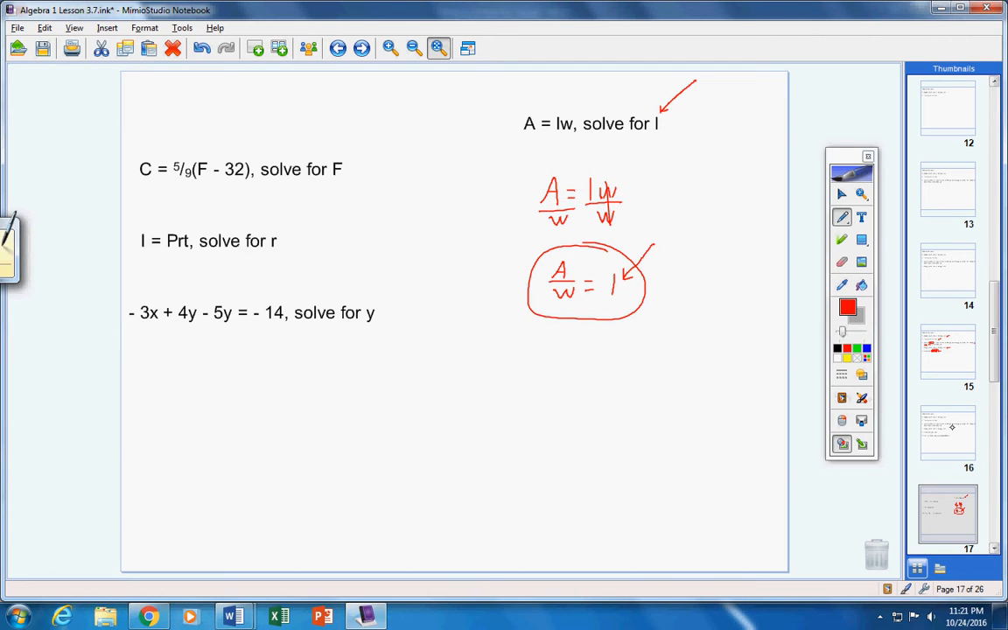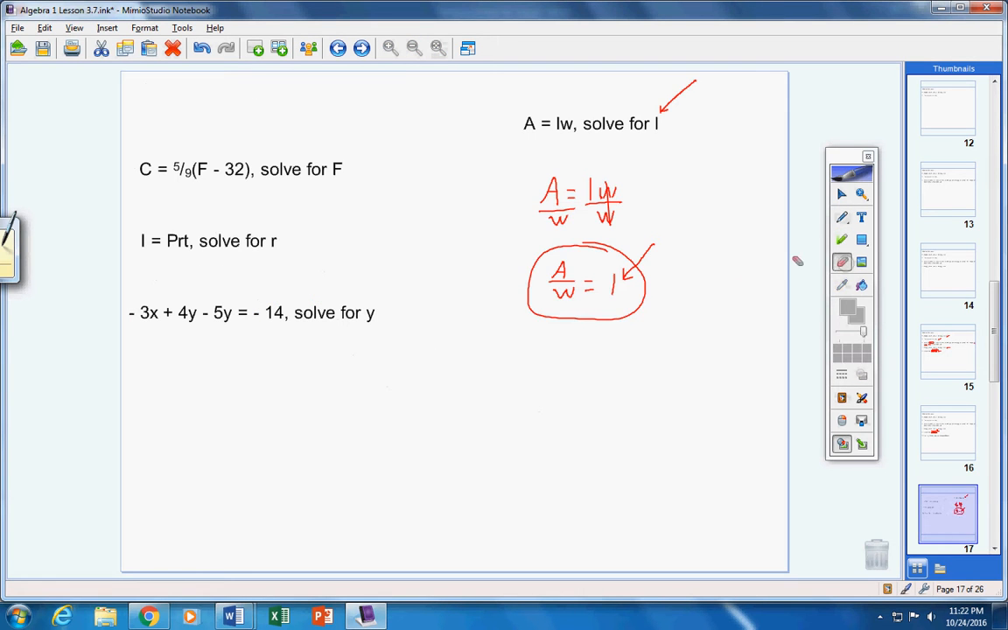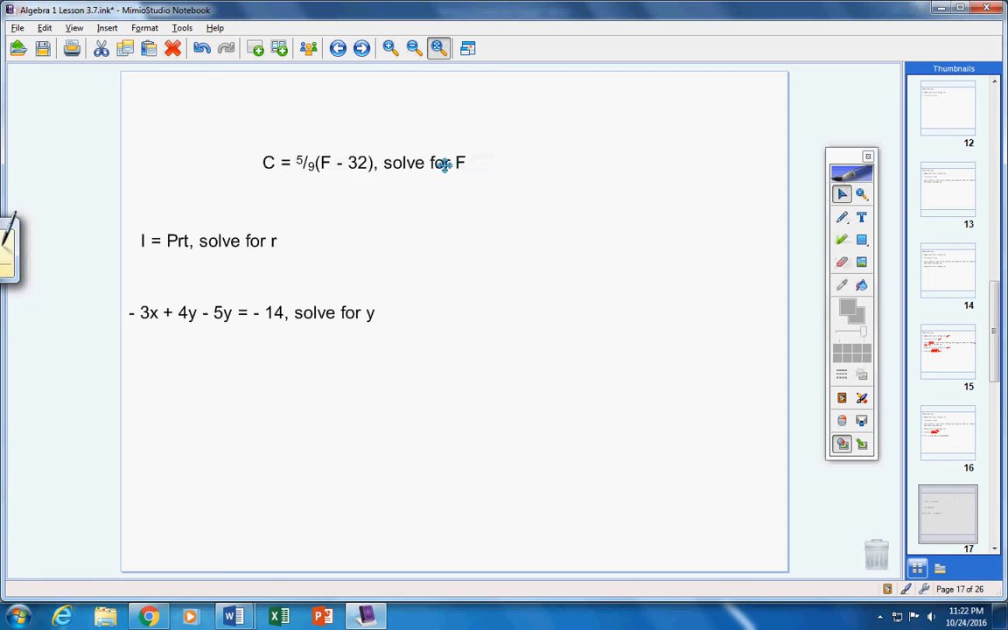Don't try to skip these steps, please. Please do not try to skip these steps, okay? Go through each one slowly and methodically and make sure you're doing it correctly. Alright, let's try another one. Practice, practice, practice, okay? Alright, here we go.